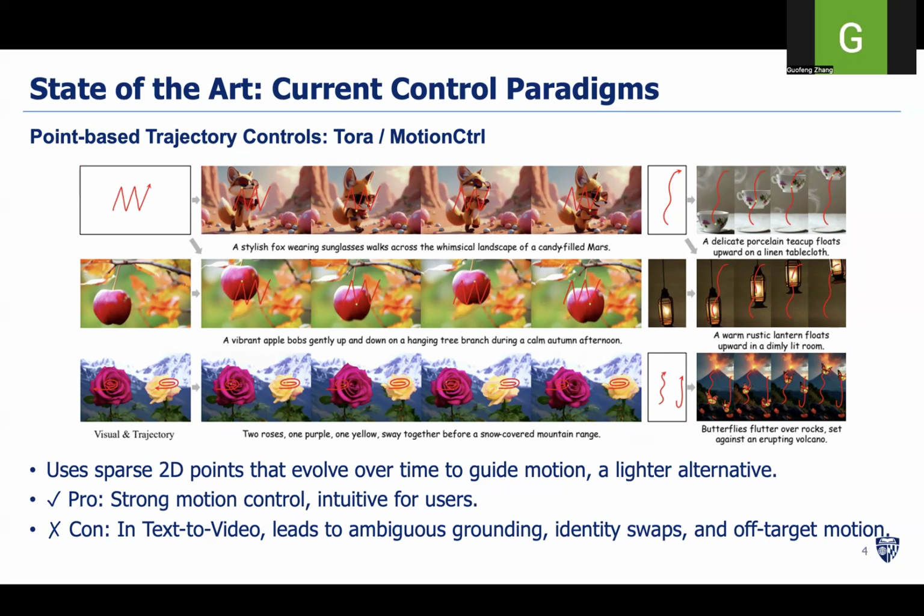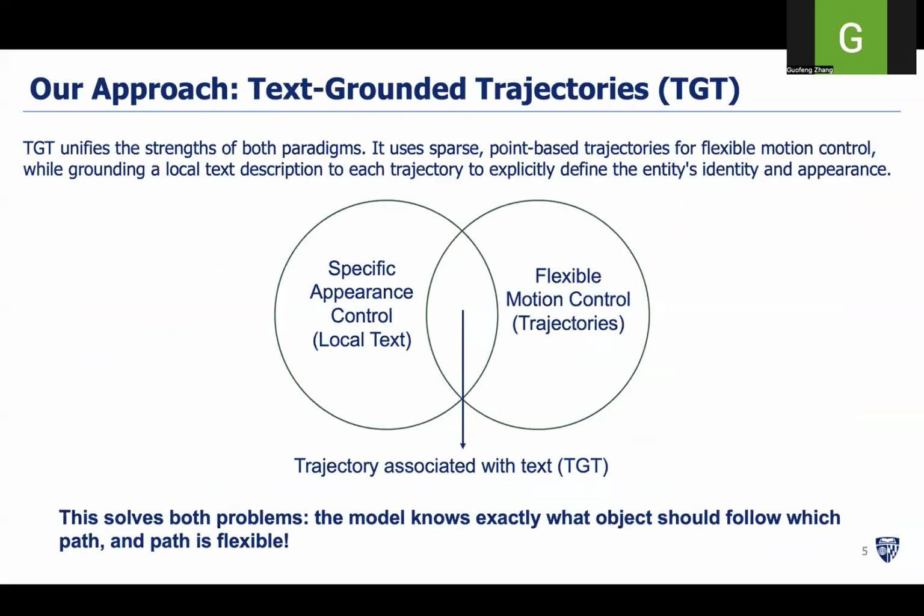But in text to video, because you have multiple trajectories and you just have one global description of the whole video, it can lead to ambiguous grounding, meaning that you don't know which trajectory and which entity correspond to each other. So our TGT unifies the strengths of both paradigms.